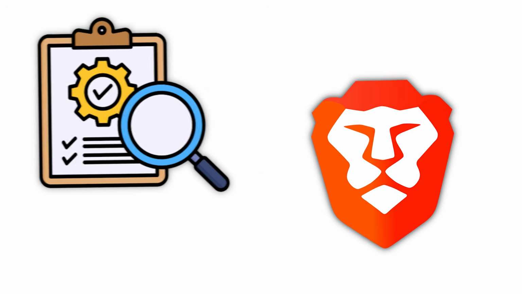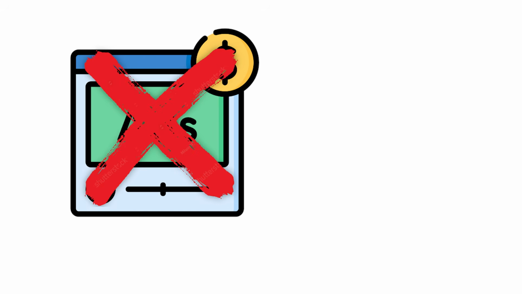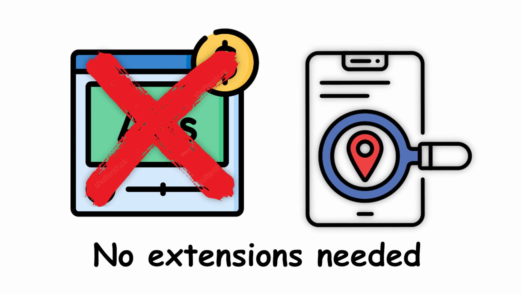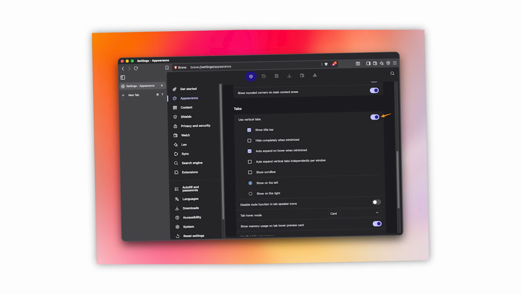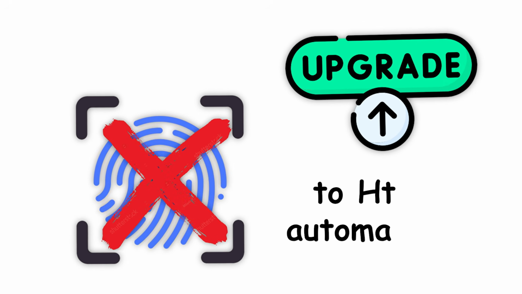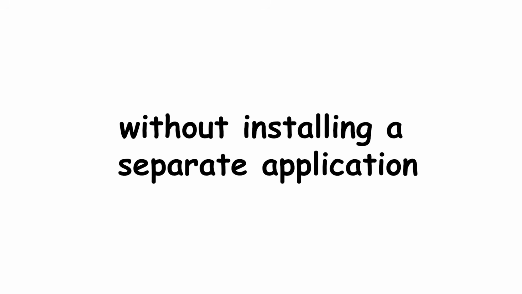Brave takes privacy the furthest among mainstream browsers. It blocks ads and trackers at the engine level by default. No extensions needed. Brave strips tracking parameters from URLs, blocks fingerprinting attempts, and upgrades connections to HTTPS automatically. It also includes a built-in Tor window for anonymous browsing without installing a separate application.